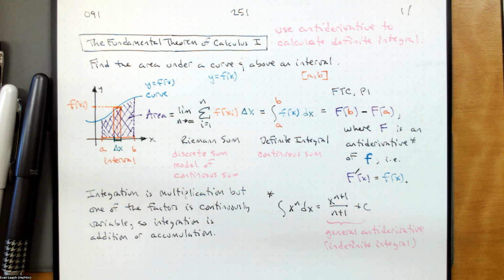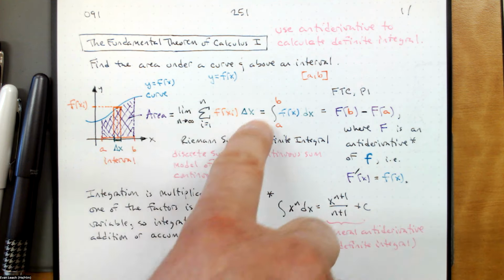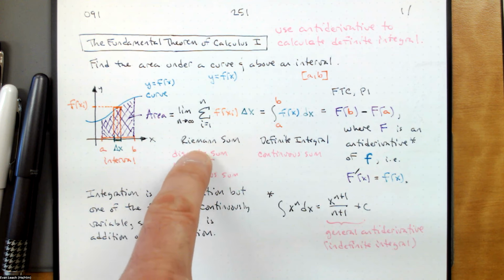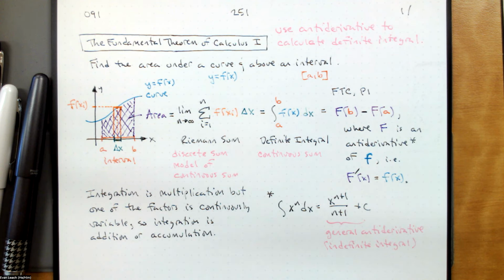But as far as understanding calculus, we want to think about what this Riemann sum indicates relative to the picture, relative to what we're trying to calculate. We don't worry about what connects the Riemann sum to the definite integral. That part right now, that's just how it works. And then where F is an antiderivative, that's our fundamental theorem of calculus.